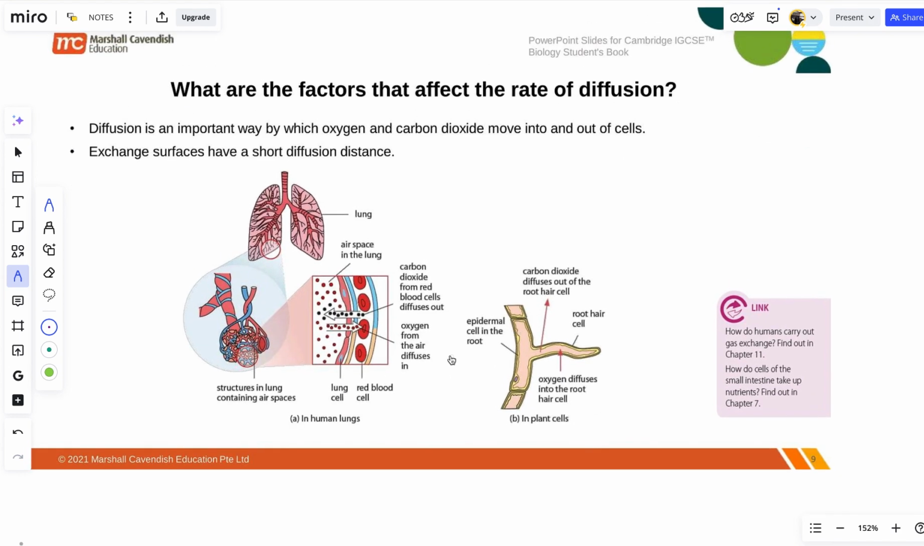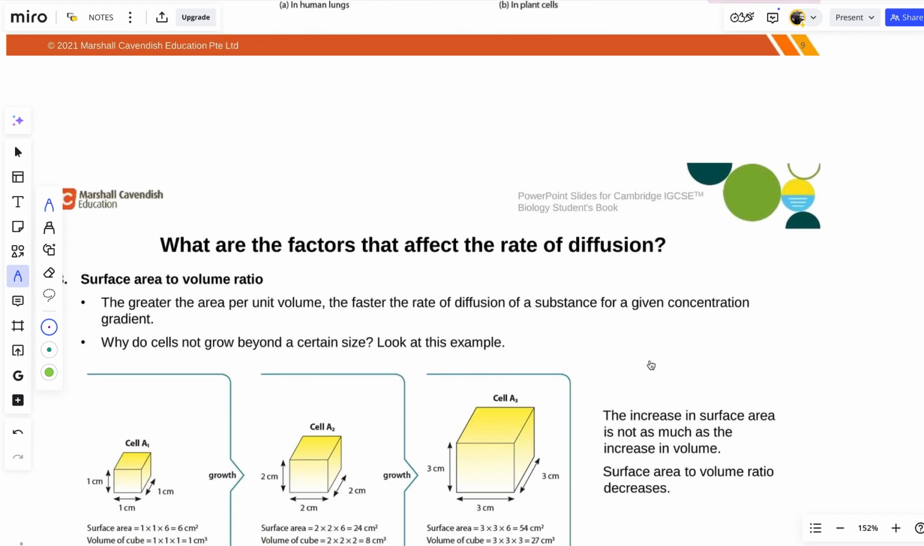So you can see diffusion in plants and in animals. You can see oxygen and carbon dioxide diffusing through animals. Carbon dioxide diffuses out of the red blood cells, and oxygen from the air diffuses into the red blood cells. Then carbon dioxide diffuses out of the root hair cells, and oxygen diffuses into the root hair cells. All these processes are by diffusion.